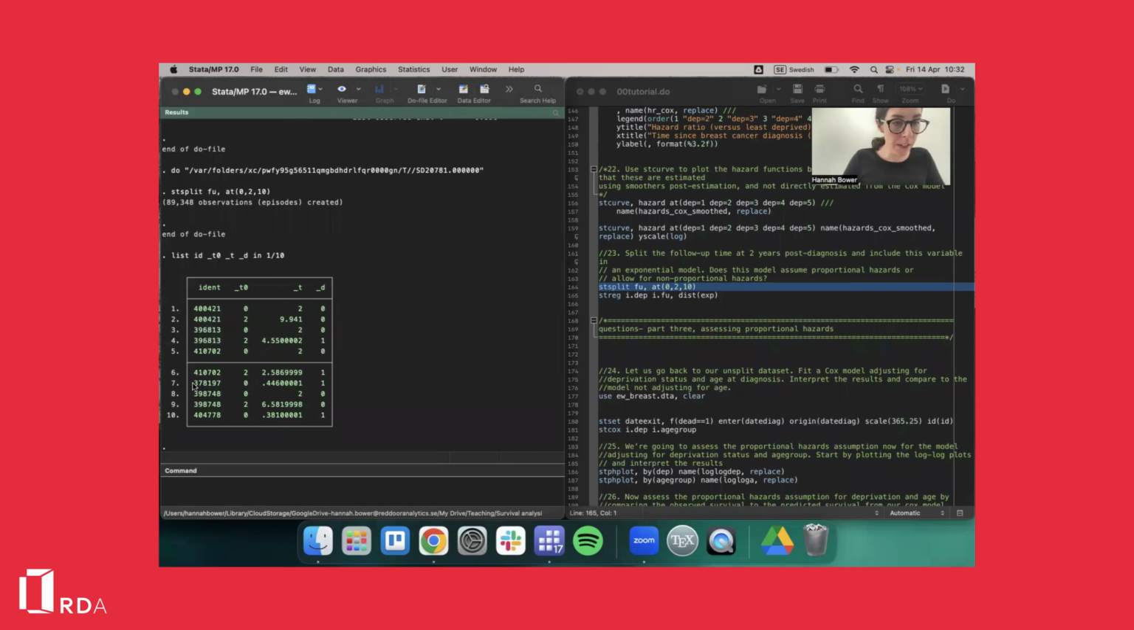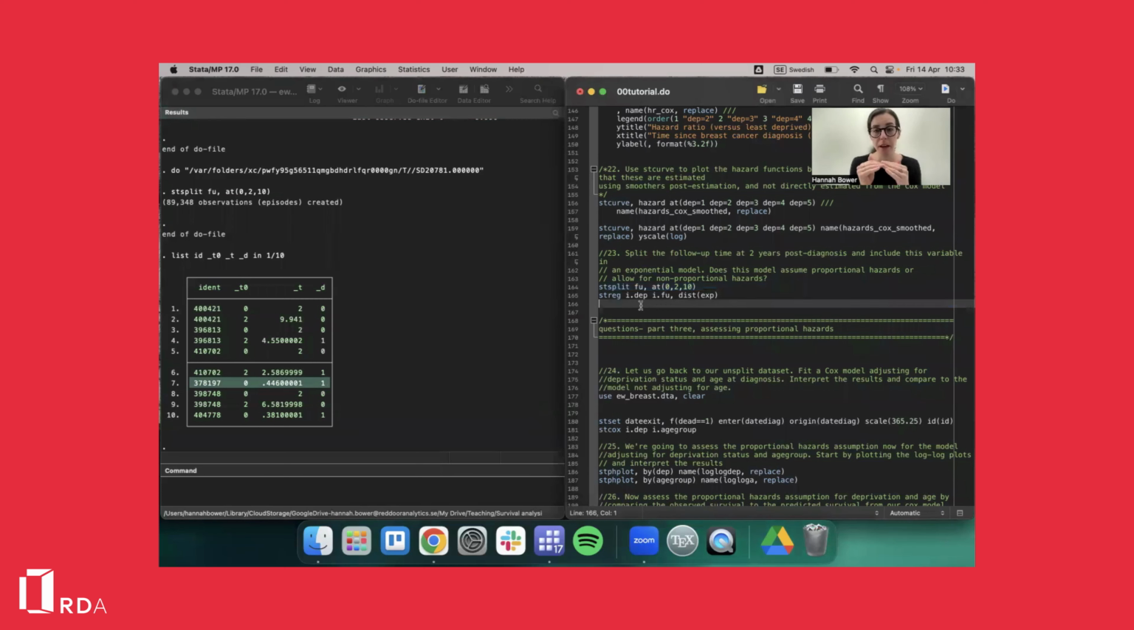And if we look at this individual here, row 7 in our output, we actually see that they were only followed until 0.45 years, at which point they died. So this means that they actually aren't split into those two different rows because we only have up to 0.45 years. So they only contribute to that 0 to 2 time split. So this is what stsplit is doing in the background. It's expanding our data set to represent those different time frames.